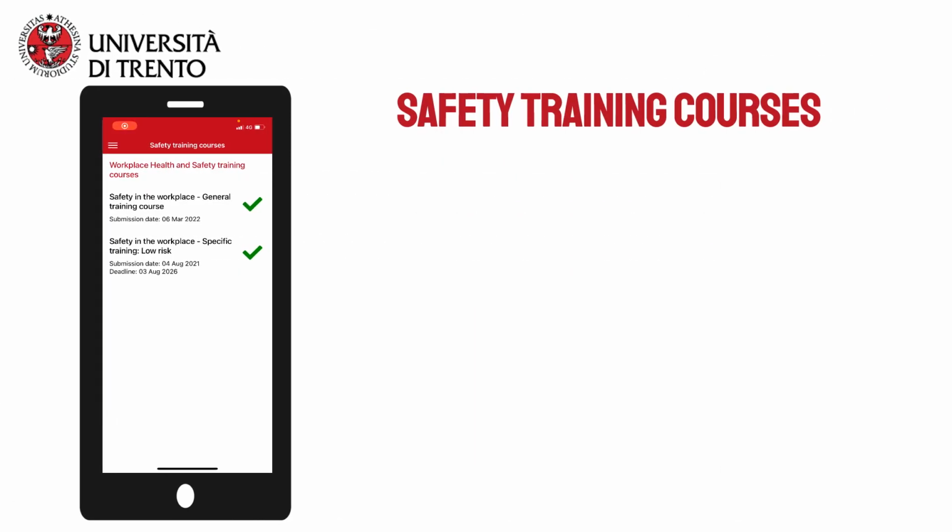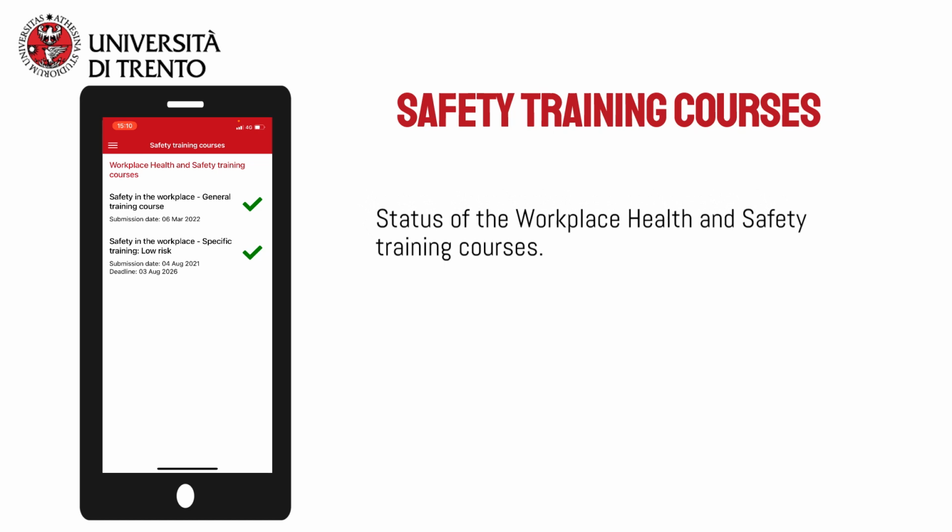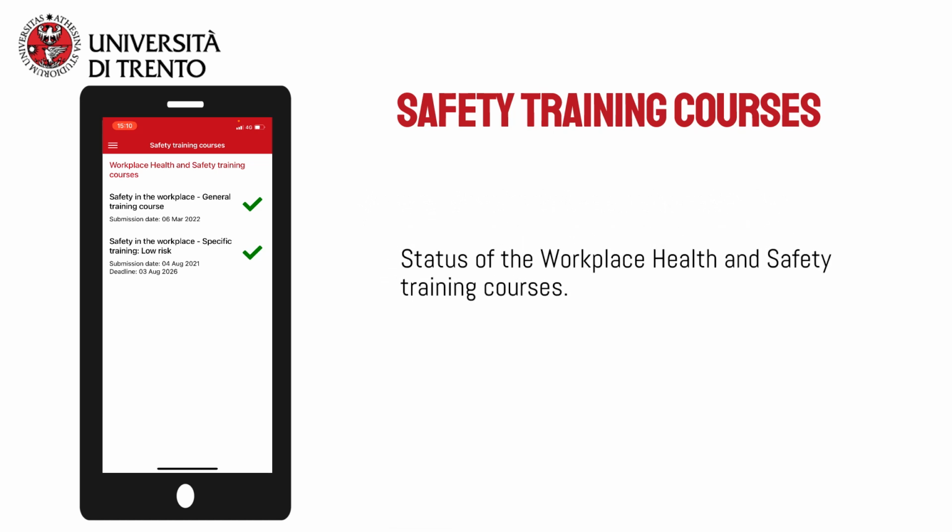In this section, you can see the status of the workplace health and safety training courses that you have passed. If you haven't passed any course yet, your screen will appear blank. Otherwise, the list of your past courses will appear with the date of completion and the possible expiration date of the certificate.